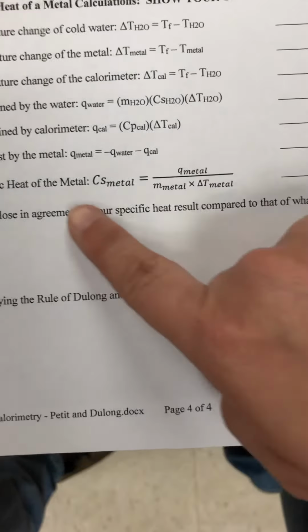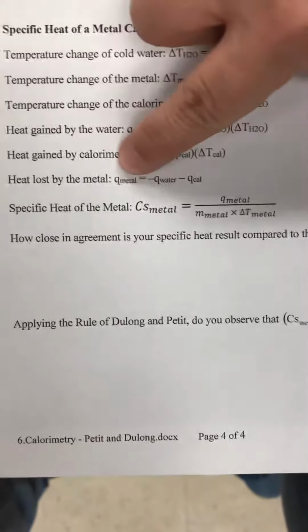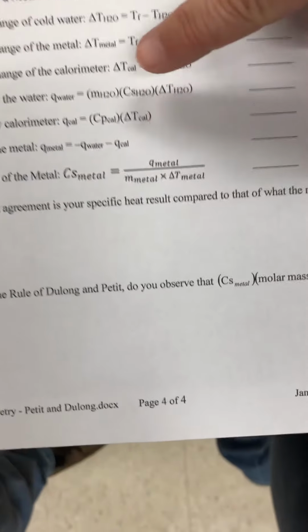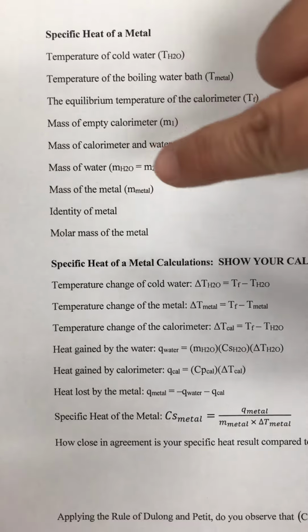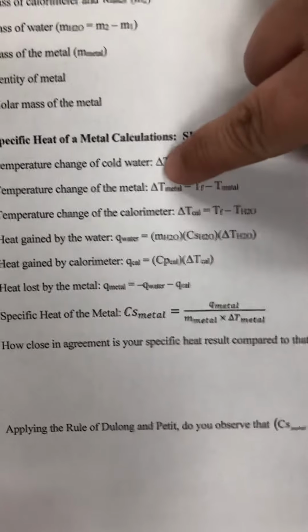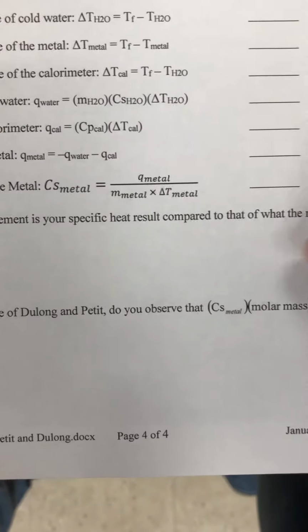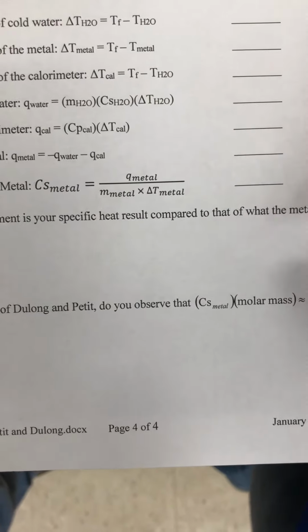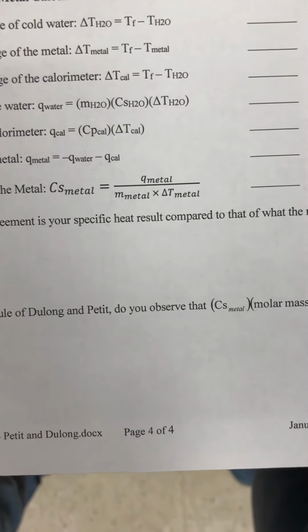Then last is our specific heat of our metal. So Q of your metal, which is this number, mass of our metal, which was way up here, and then delta T of our metal, which we found earlier. Plug that in, you should get some positive number. I'll tell you it's around-ish 1. So that gives you an idea.